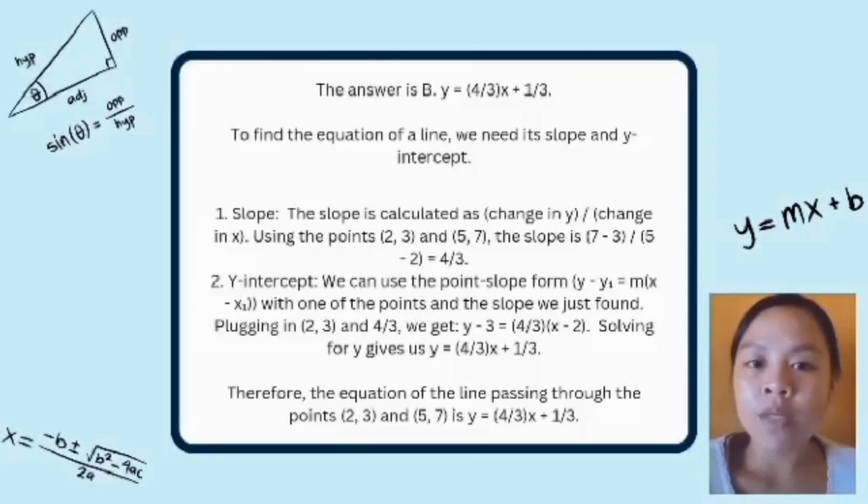y minus y sub 1 equals m times x minus x sub 1 with one of the points and the slope we just found. Plugging in (2, 3) and 4/3, we get y minus 3 equals 4/3 times x minus 2. Solving for y gives us y equals 4/3 x plus 1/3. So therefore, the equation of the line passing through the points (2, 3) and (5, 7) is y equals 4/3 x plus 1/3.